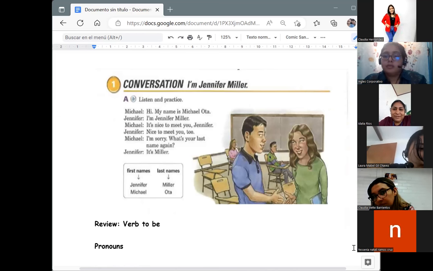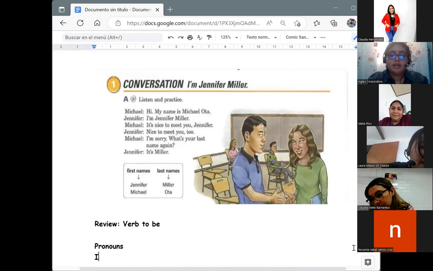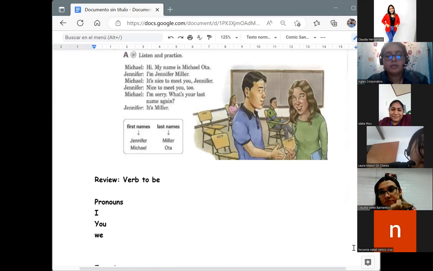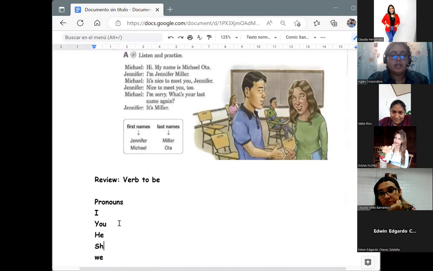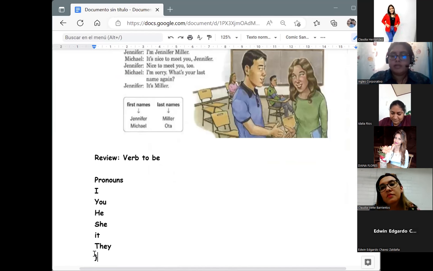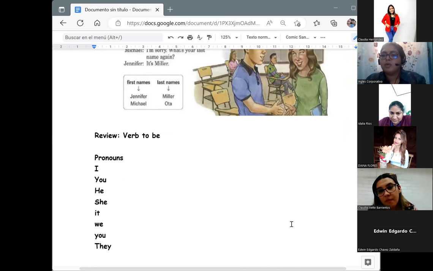Yo, tú, él, ella, nosotros. Muy bien. Sería, I am. We, I, you. We are. Another one, I, you. She, they, it. Muy bien. Excelente. Y tenemos también we, you, and they. Este va adelante, lo vamos a poner más arriba. Volvemos a colocar you. Y tenemos they. Esas son como las personas que nosotros utilizamos en inglés, ¿verdad?